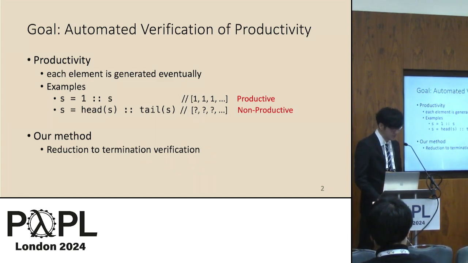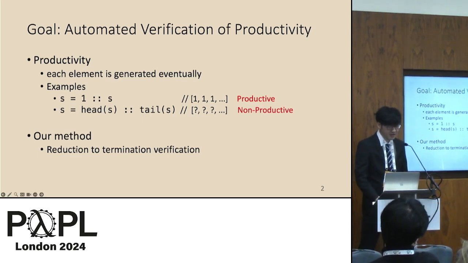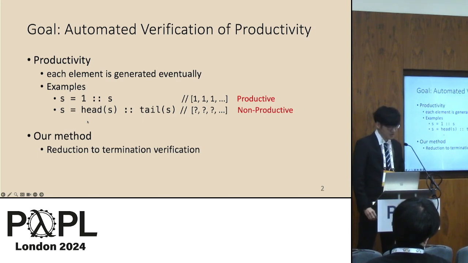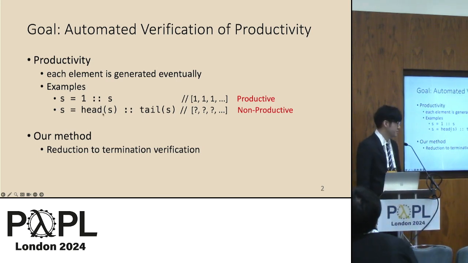For example, the first line defines an infinite list consisting of infinitely many ones. And this is a productive definition. But the second line is not productive, because the head function requires that S has already generated at least one element, but it doesn't. So the elements of the second stream are never produced. And we proposed a new productivity verification method by reduction from productivity to termination.